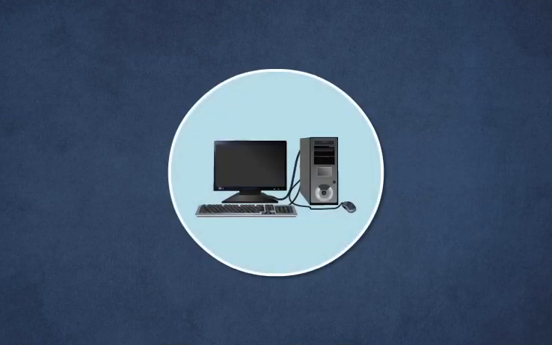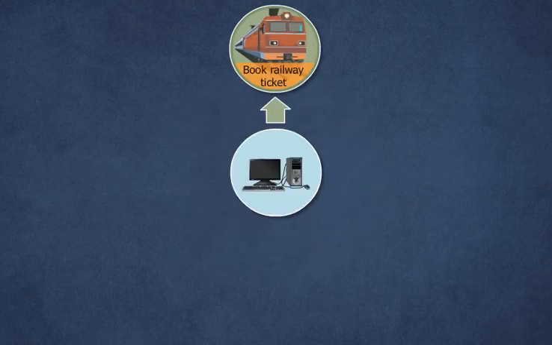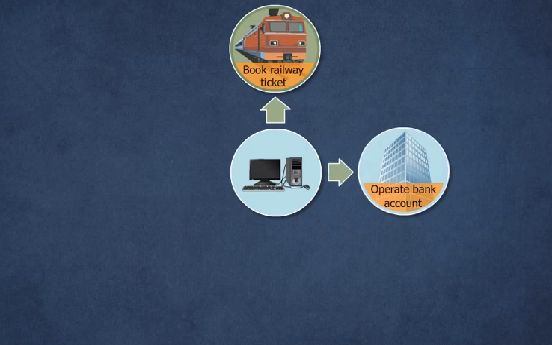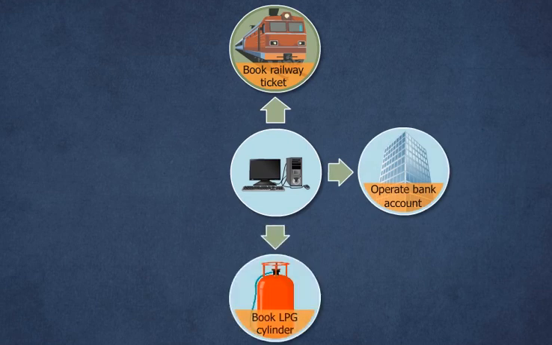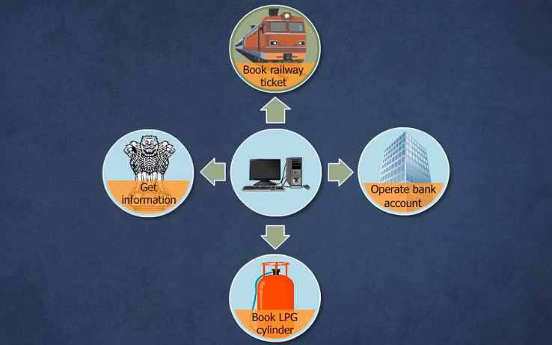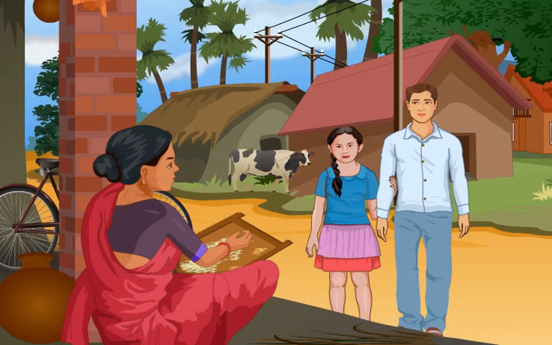Also, using a computer, you can book your railway tickets, operate your bank accounts, book your LPG cylinders, and get information on different government departments and ministries. Wow, a computer does so many things. I never knew.